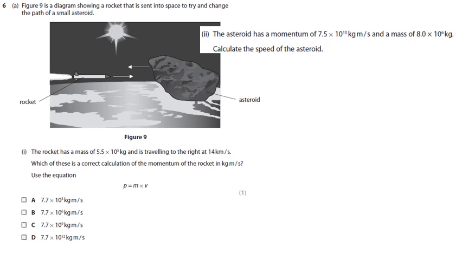Right, what have we got next? We've got an asteroid heading towards Earth, so they send out a rocket to knock it out of the way. Very exciting. The rocket has a mass of 5.5 times 10 to the 5 kilograms, and it's traveling at 14 kilometers per second. So which of these is the correct calculation?